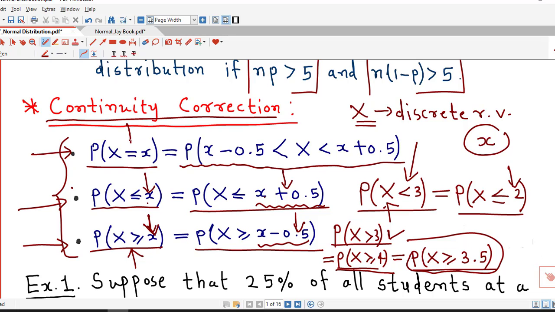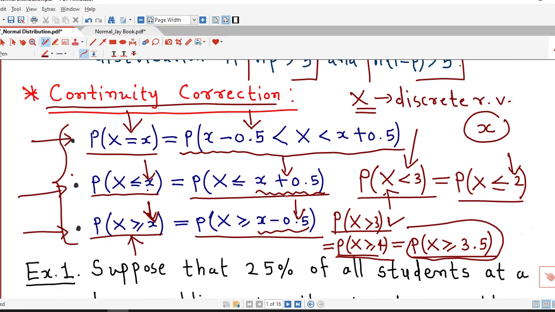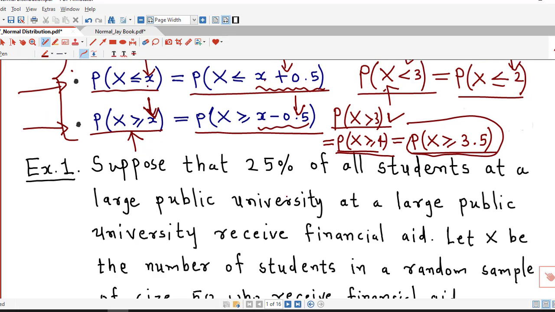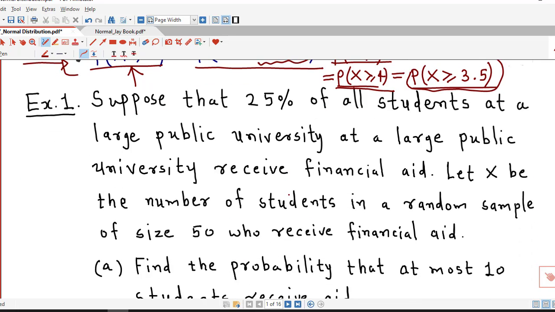And whenever we have probability that capital X equal to small x, we will subtract 0.5 and we will add 0.5, and the corresponding probability for normal distribution will be probability that x minus 0.5 is less than capital X is less than x plus 0.5. So with this in mind, we try to do some examples on approximation of binomial distribution by normal distribution.